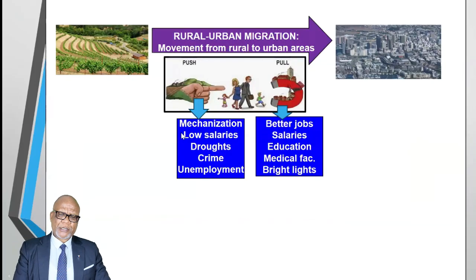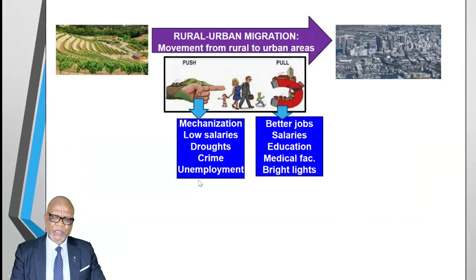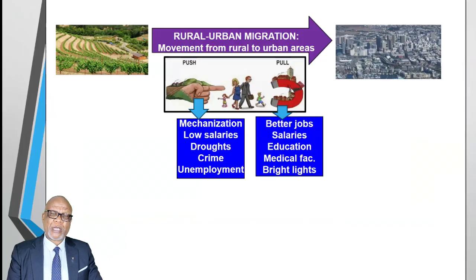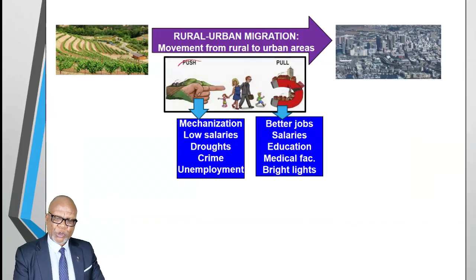Now, let's look at this concept of rural-urban migration. What is rural-urban migration? Rural-urban migration simply refers to the movement of people from rural to urban areas. It's the movement of people from rural areas to urban areas. So we call that process rural-urban migration, and it occurs because of push factors or pull factors.